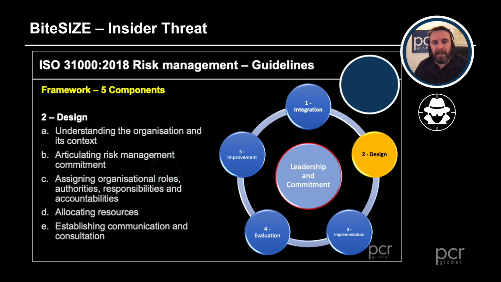We've got to articulate risk management. We can swap that: we've got to articulate security management throughout the organisation. We've got to assign roles, authorities, responsibilities and accountabilities for security and for insider risk management, whether that's our insider threat program, our insider risk assessments, the person who's responsible for undertaking this. Allocating the resources: that's obviously going to be the time, the equipment, and the training.